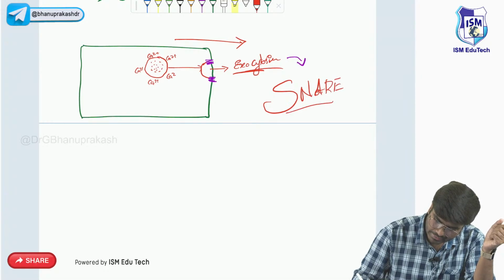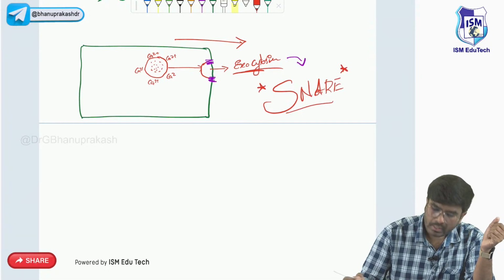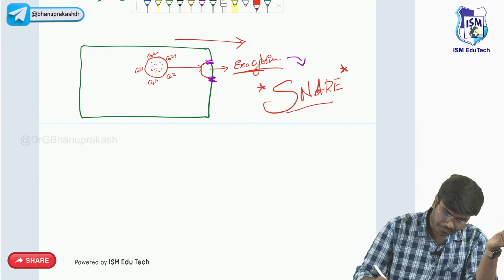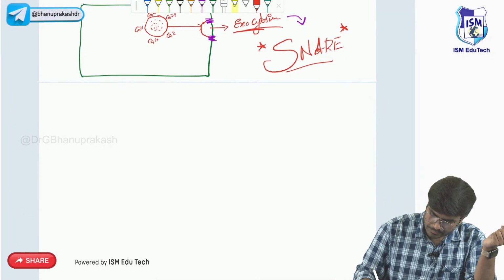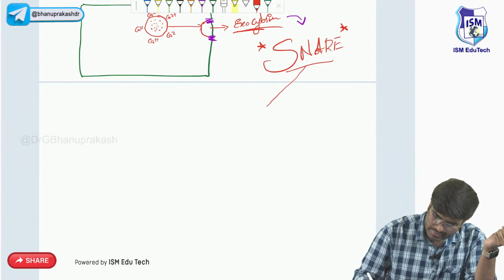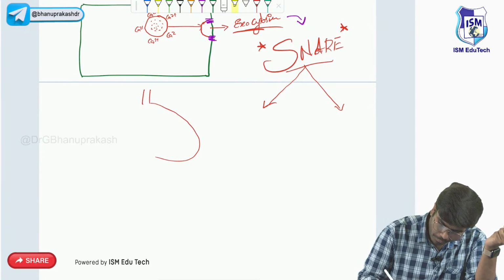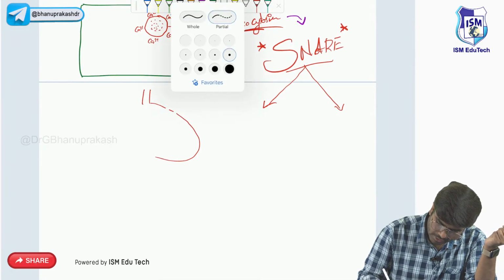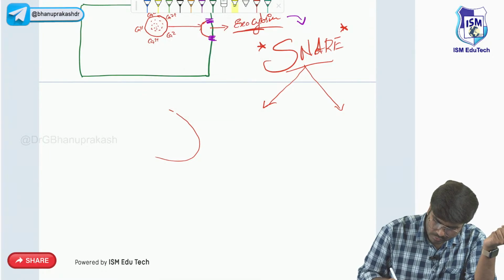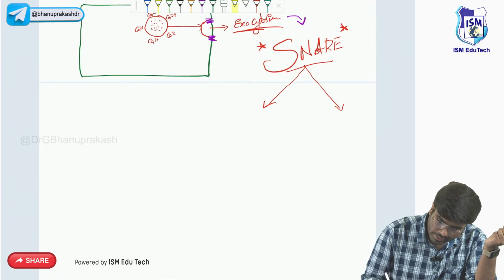S-N-A-R-E. SNARE proteins are involved in exocytosis. Now here I want you to know two important SNARE proteins. Can you tell me the two important SNARE proteins which are involved in neurotransmission? Anyone who is really good with neuronal transport?